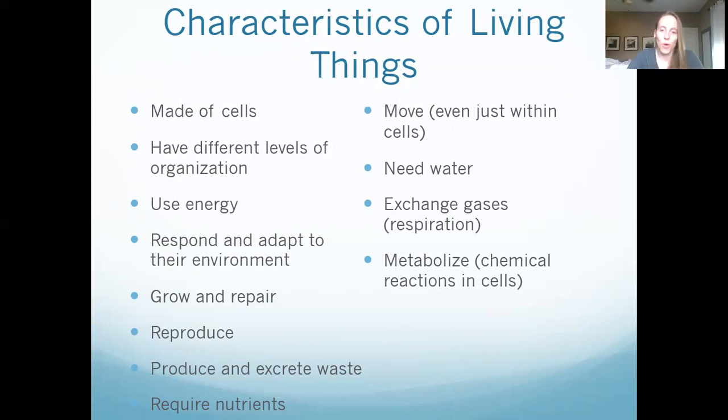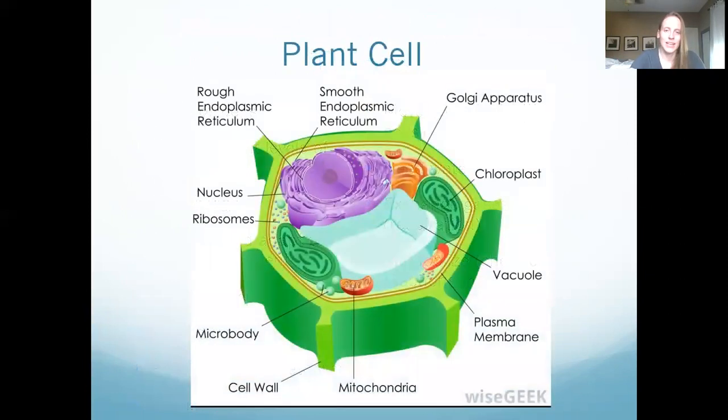All living things need water. All living things exchange gases. So for animals, breathing in oxygen, breathing out carbon dioxide. For plants, the opposite of that. And all living things metabolize, which just means that all living things have chemical reactions that take place inside of our cells. So this is what a plant cell would look like.